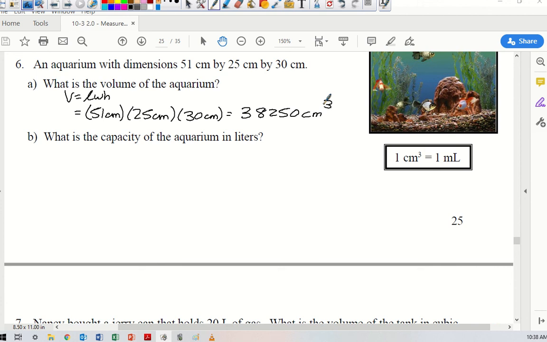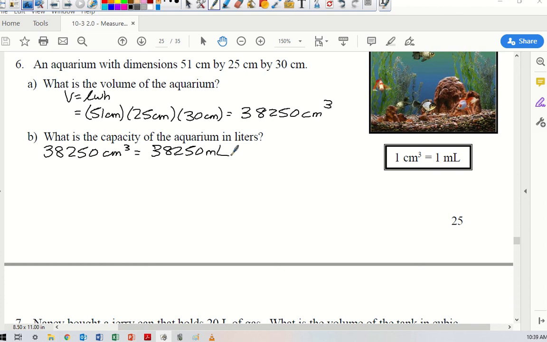And then we want to figure out what the volume of the aquarium is in liters. Okay, well, if you notice right at the bottom here, 1 cubic centimeter is equal to 1 milliliter. Okay, so if we have 38,250 cubic centimeters, that's the same as 38,250 milliliters. So 38,250 centimeters cubed is equal to 38,250 milliliters.